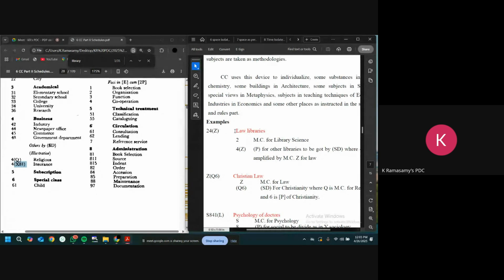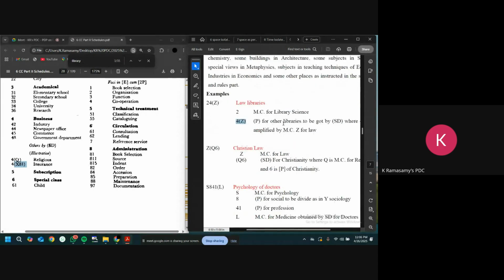This is the other side, right side. I have a number for law libraries. What is the main class? 2 is the main class. 4 stands for special libraries. Now I need to find out the number for law. Z is the number for law. So this Z will be placed within the circular brackets. And since 4 is the personality, this is added as such to the main class. So the number for law libraries is 2, 4 within bracket Z. Are you getting the point?